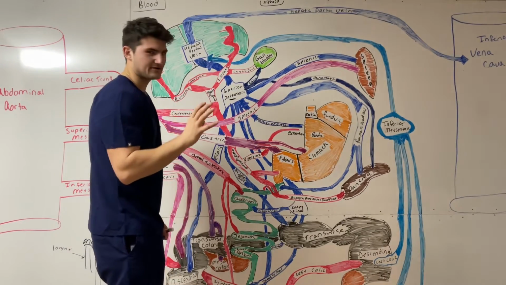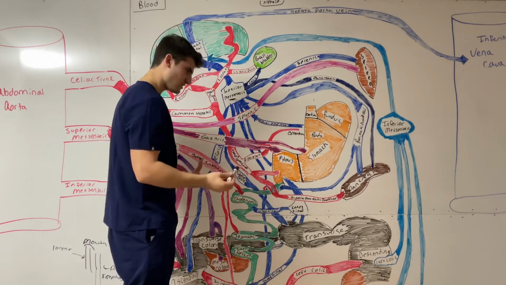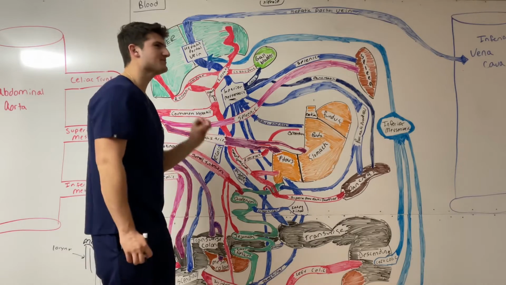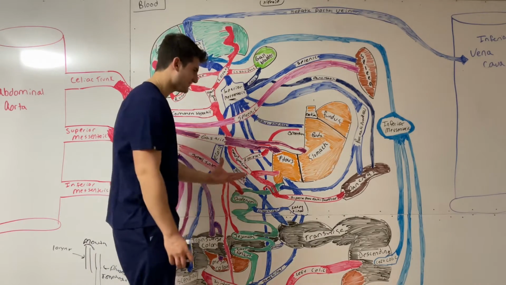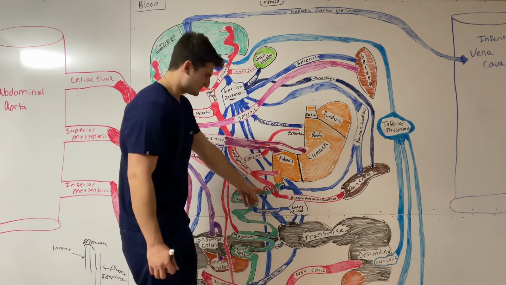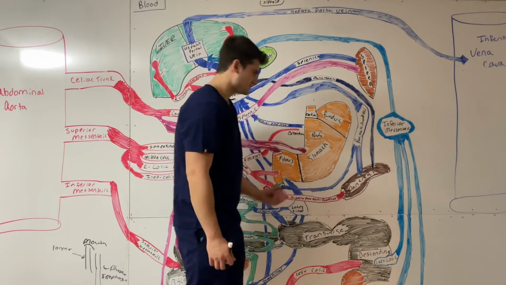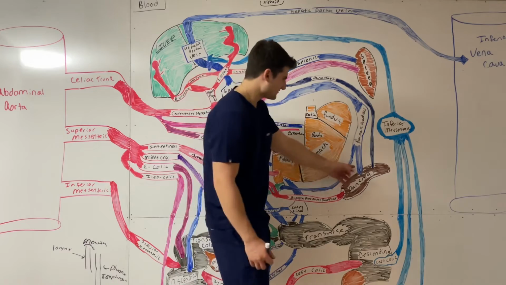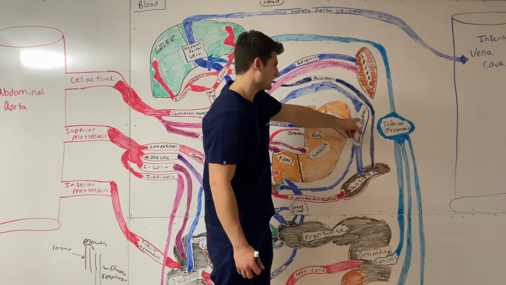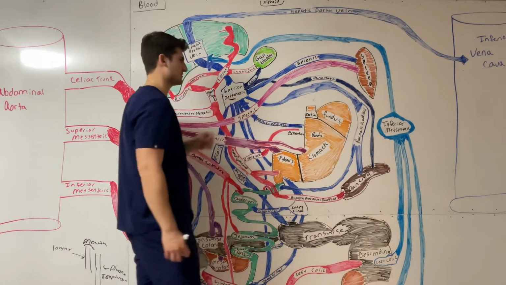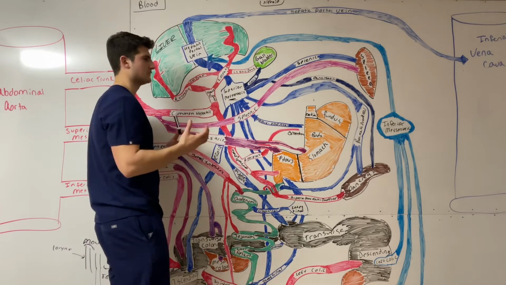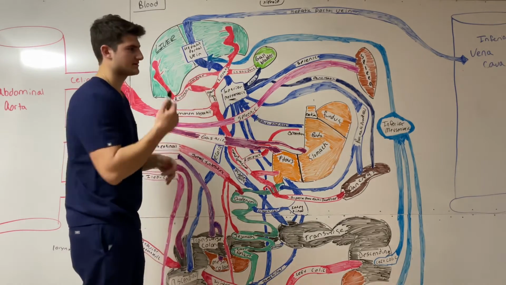Almost done. Pancreatic duodenal. What's the superior pancreatic duodenal artery? What does it supply blood to? The duodenum and the pancreas. So where is the vein going to get blood from? The duodenum and the pancreas, up into the pancreatic duodenal vein, into the superior mesenteric vein, into the hepatic portal vein. Boom. That's superior mesenteric.